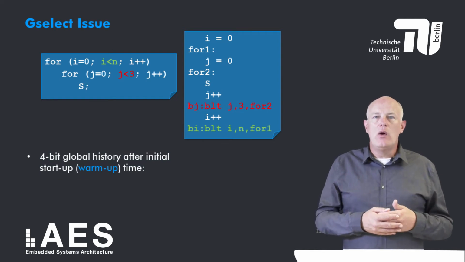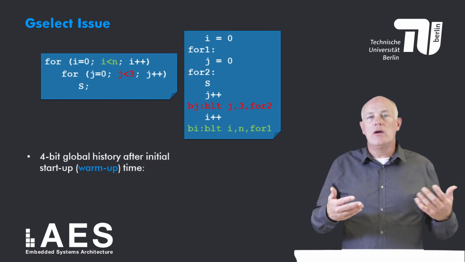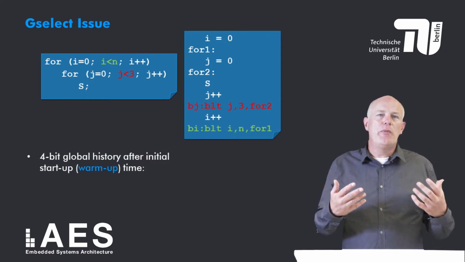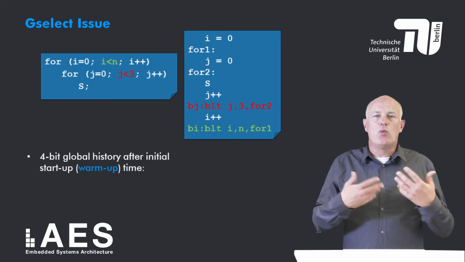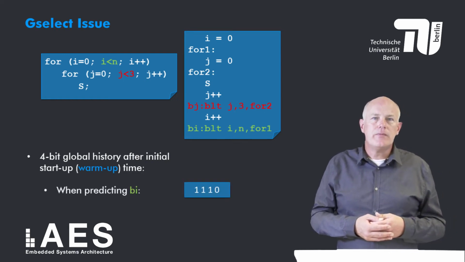Let's assume now that we use a 4-bit global history register. That means that per branch 2 to the power of 4, 16 counts are available. Let us also assume that both branches have been executed several times, so that the branch predictor is warmed up and has learned the behavior of both branches.